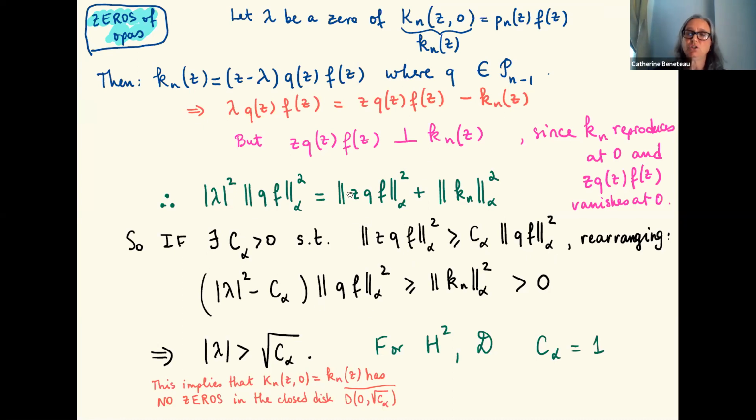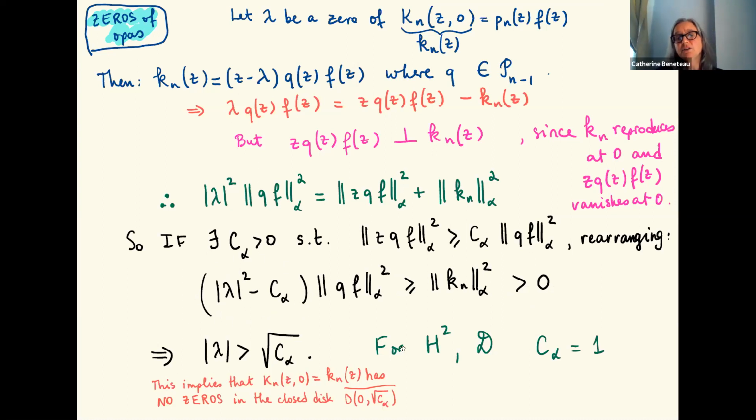Okay, so then just rearranging that, I get that this lambda squared minus this constant times the norm of qf squared is larger than or equal to what's left here. But this is strictly positive. This norm is strictly positive because it's some function, not identically 0 in the space. So that means this is something that's greater than or equal to 0. So that means that this thing is strictly greater than 0.